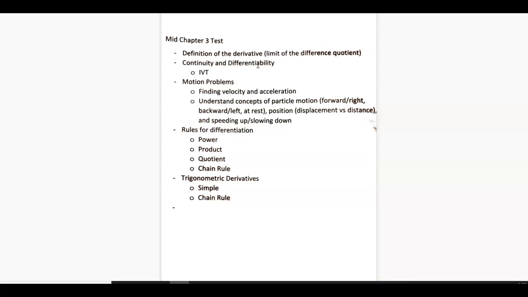So again, our review changed a little bit. It used to be 3.1 to 3.6. Our group, we added 3.7, just where we were this year and the way the breaks fell. So I added implicit down here.